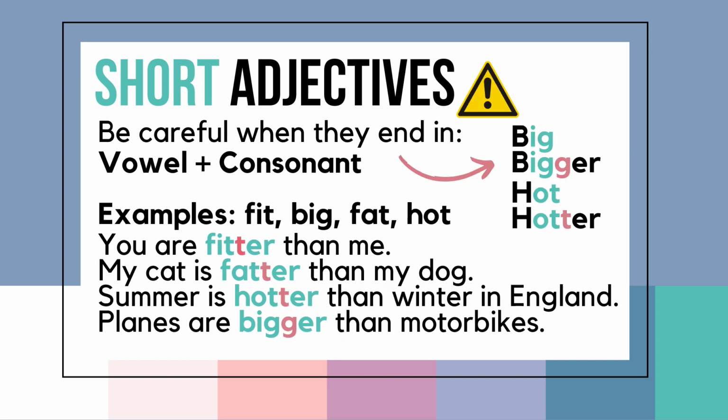But be careful when they have one syllable and they end in vowel plus consonant, like, for example, big. We double the consonant. So big becomes bigger with two G's and hot becomes hotter with two T's. Some examples are fit, big, fat, hot.